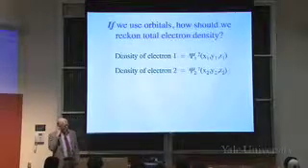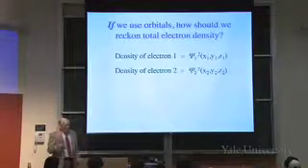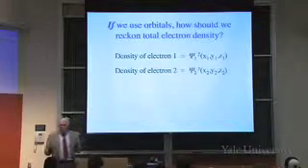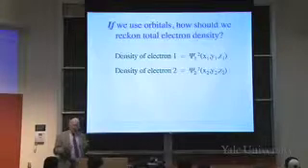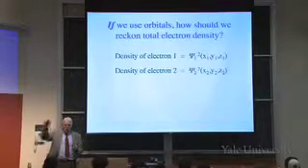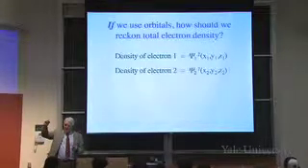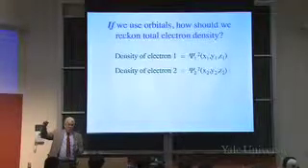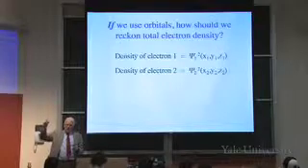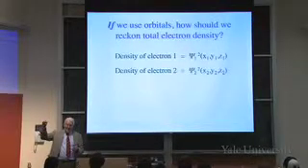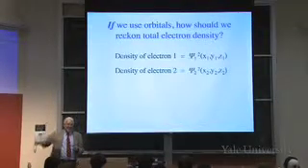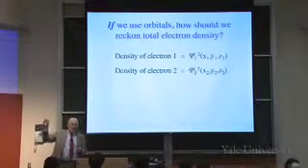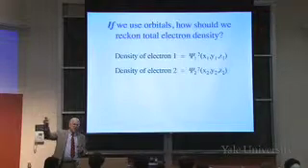Now, if we use orbitals, how should we calculate the total electron density? Well, we have two one-electron wave functions. We know the density of electron 1 at this position by squaring its wave function. We know the density of electron 2 at that position by squaring its wave function. How do we get the total electron density at that same position? How would you get it? You know how much of electron 1 is there, its probability density. You know 2. How do you get the total?